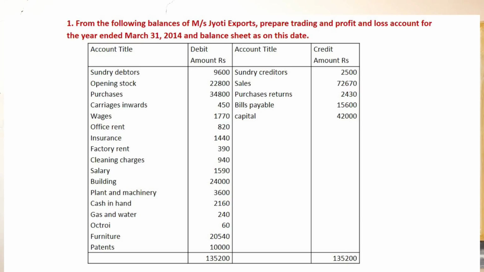Now come to the credit balances. Sundry creditors rupees 2,500, sales rupees 72,670, purchases returns rupees 2,430, bills payable 15,600, capital 42,000. The total of the trial balance is 1,35,200. And one more thing you need to notice: first you have to recheck the total of the trial balance. If the trial balance is not tallied, then your balance sheet also will not tally. Therefore, before you solve the problem, it is better to develop the habit of totaling or rechecking the total of a trial balance. Now the adjustments.